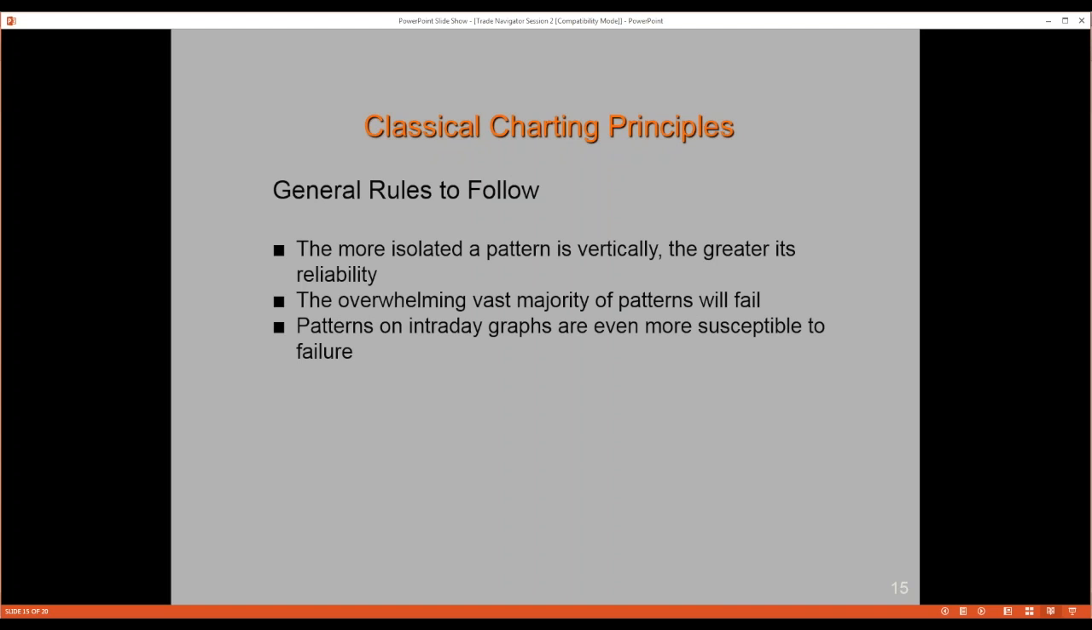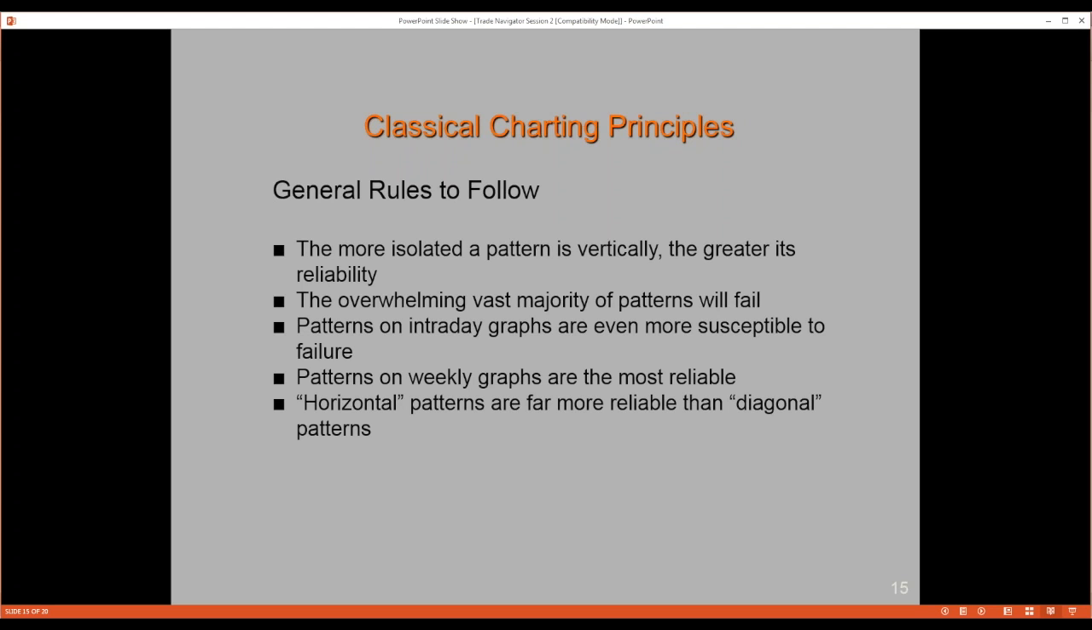I know there are some patterns that work for day traders, and I give you credit if you can make patterns work for you and make money as a day trader, all the more power to you. Patterns on weekly charts I find are the most reliable, and horizontal patterns are far more reliable than diagonal patterns. Now, there's some reason for that. I'm not going to go into that in this webinar, but there are some specific reasons why that's true.